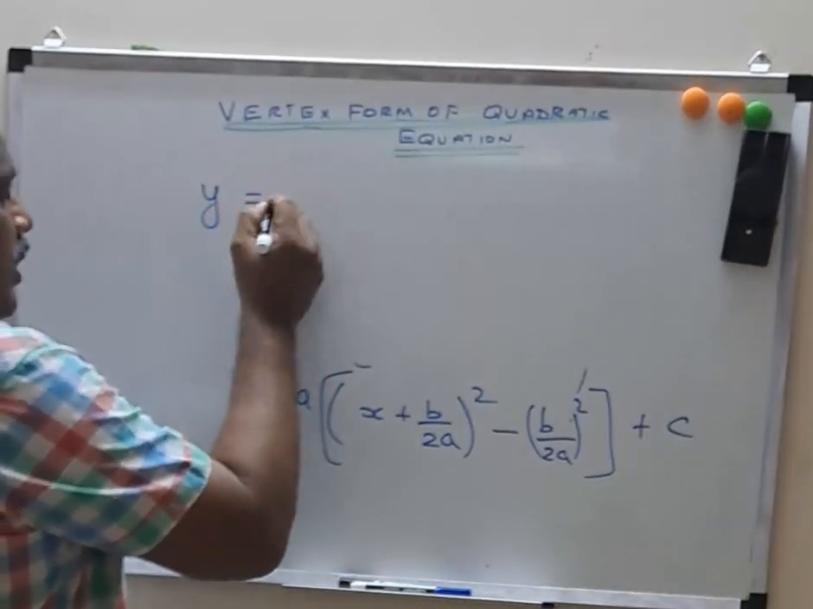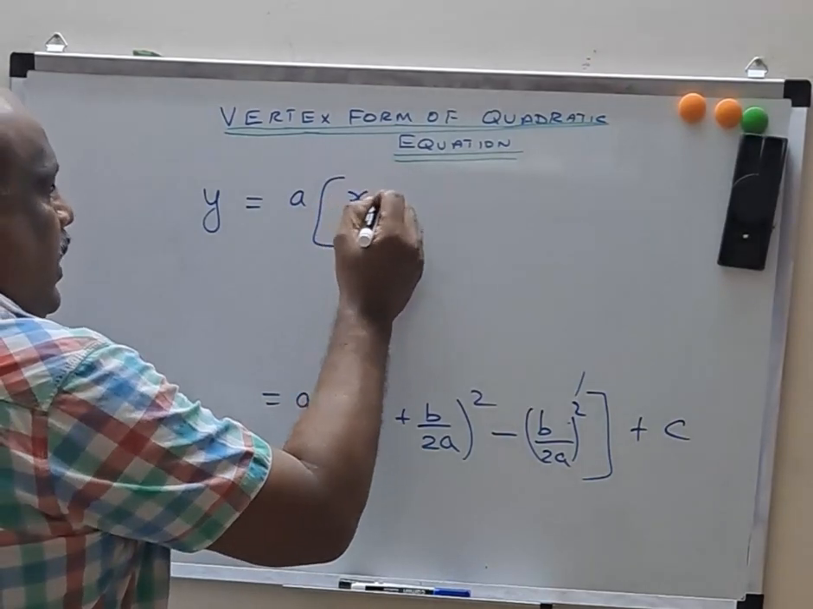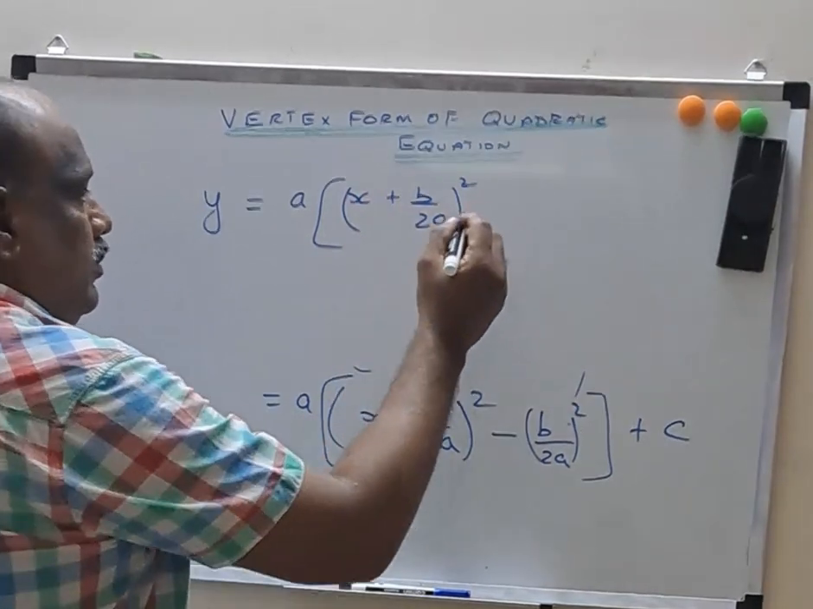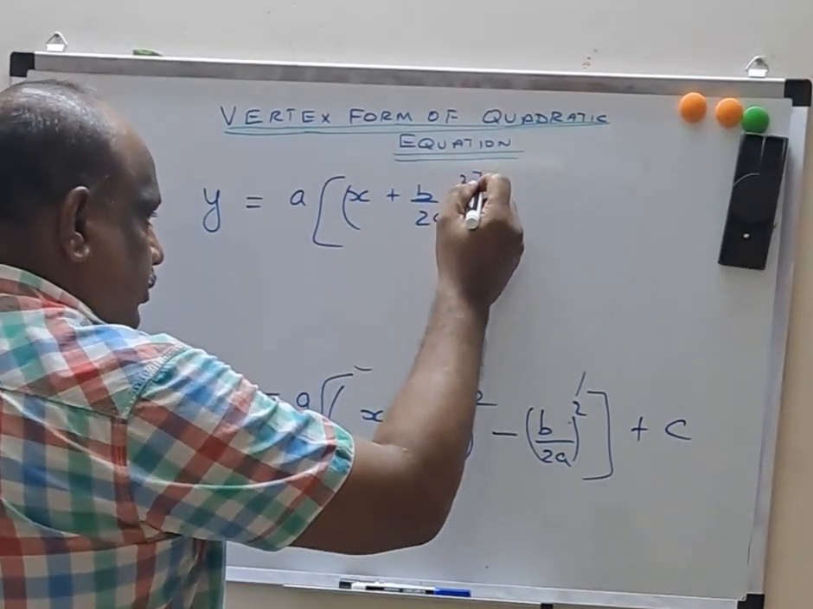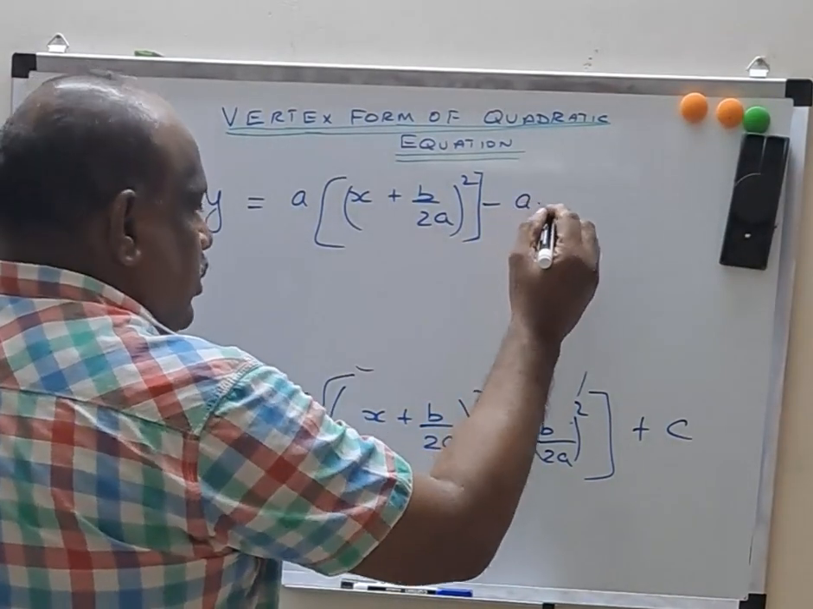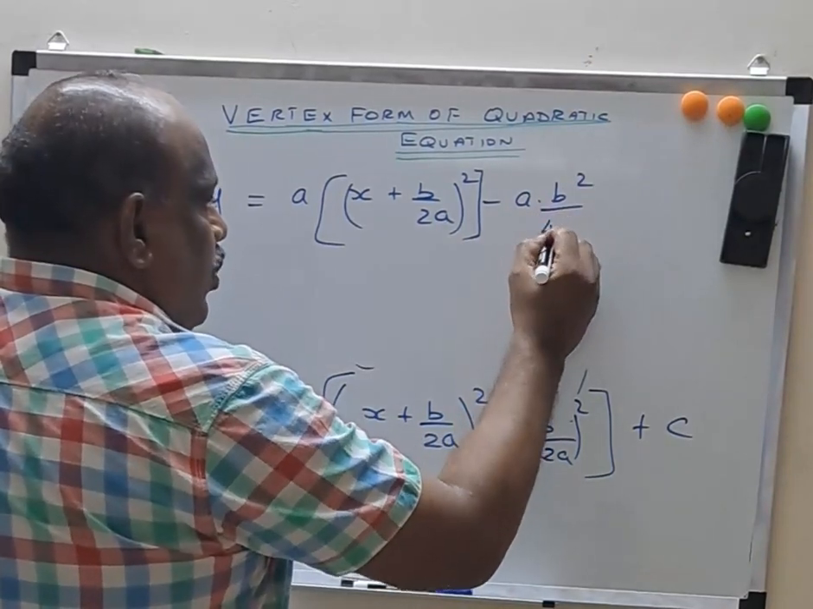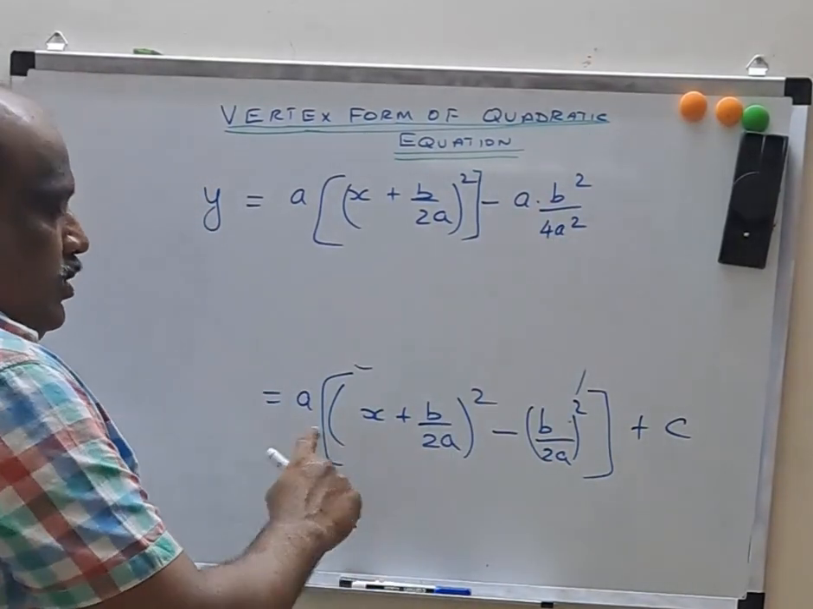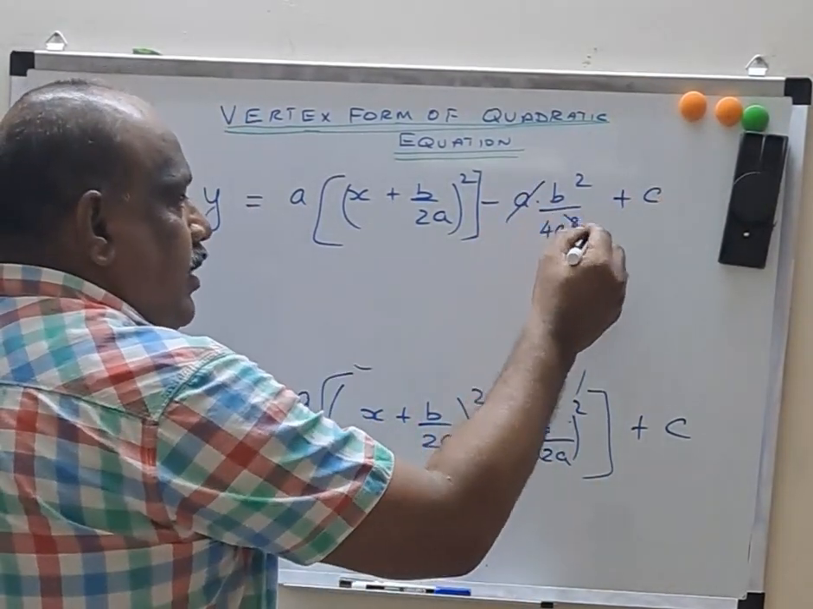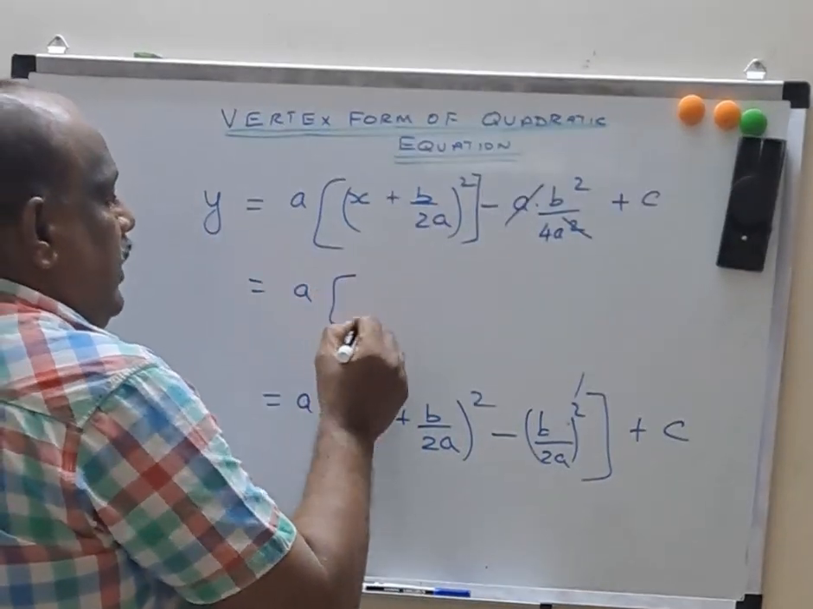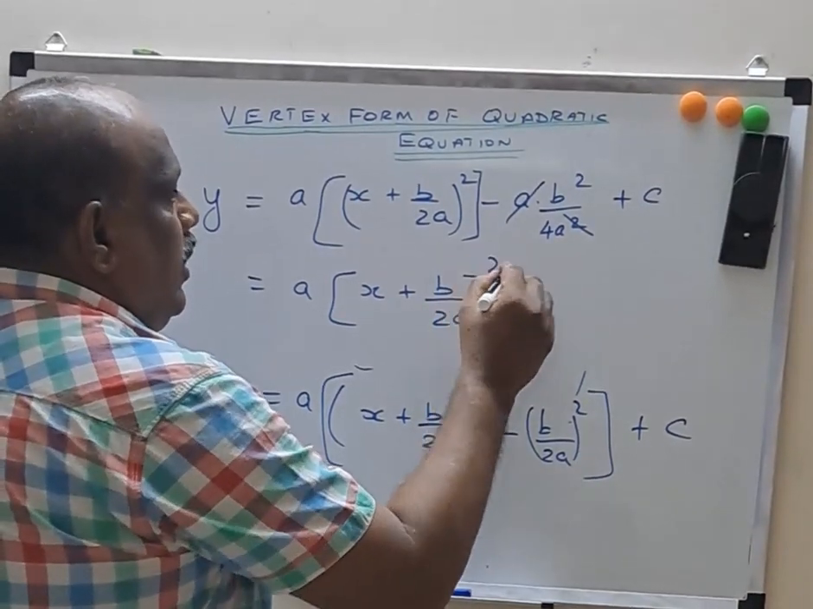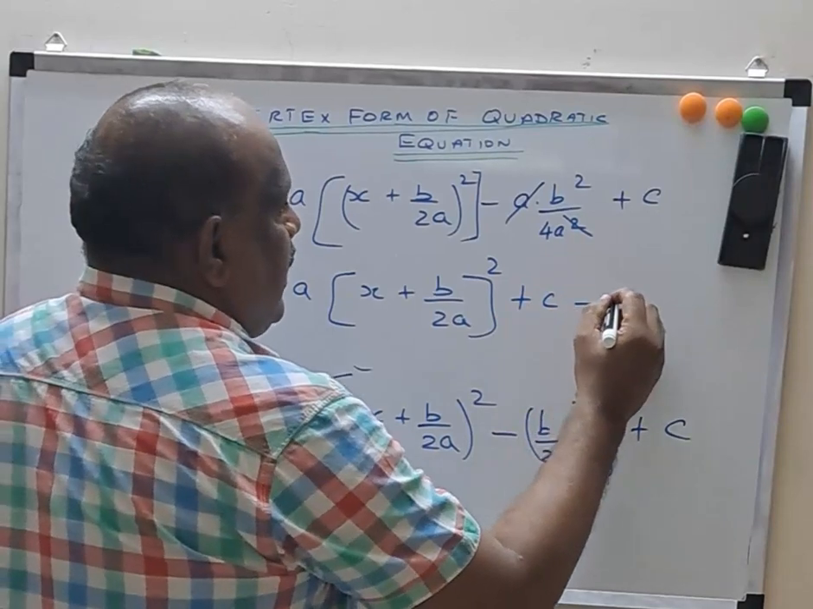So now y equal to a of x plus b by 2a the whole square minus, or I will even put a bracket, but I have to multiply this a with this term also. So minus a into b squared by 4a squared. Got it? So a into b square by 4a square plus c. I can cancel 1a and 1a. So it will become a of x plus b by 2a the whole square plus c minus b squared by 4a.